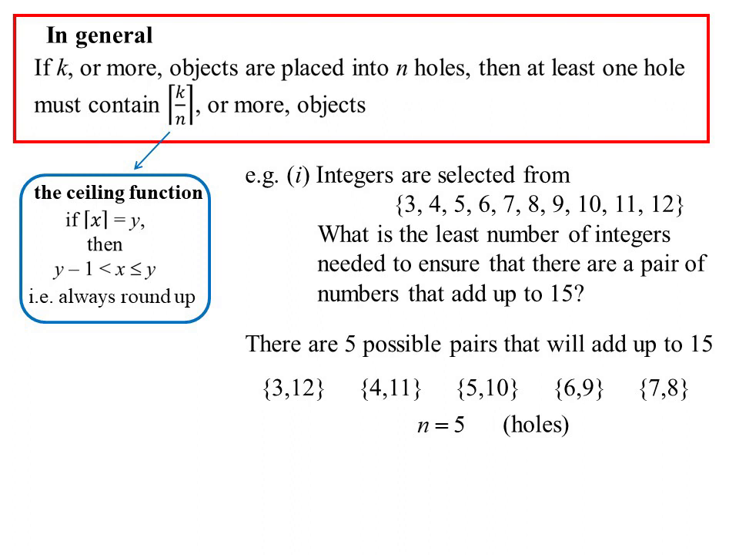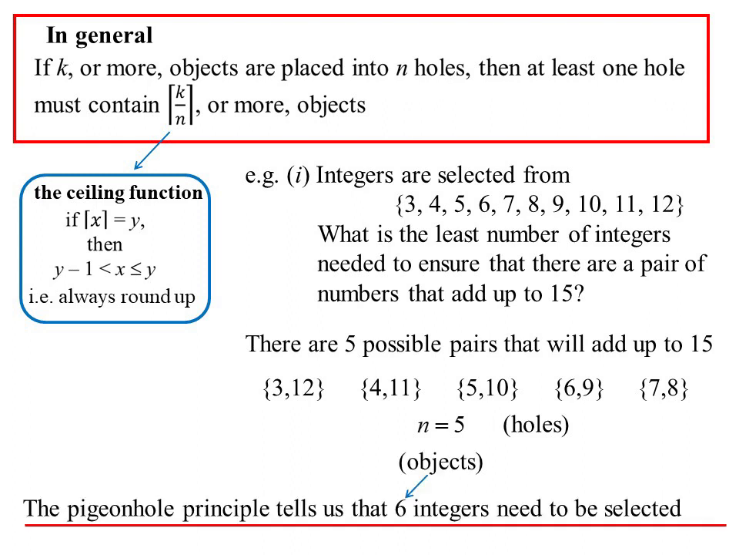So the number of holes, containers, whatever you want to call them, is 5. Therefore, by the pigeonhole principle, we need to select 6. One more than the number of holes, and that will guarantee that we have a pair. Because if I only had 5, I might not have a pair. I might choose 3, and then in the next one I might have 11, I might have 5, 6 and 7. There's 5 numbers I've picked. None of them add up to 15 when we group them together. But as soon as I get one more number, I must have a match with one of those. So one more, 6.